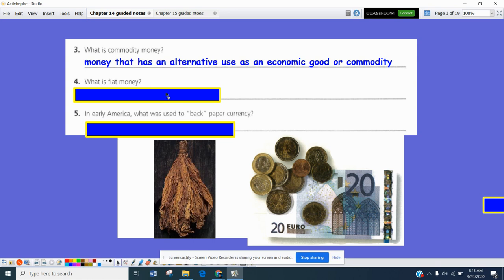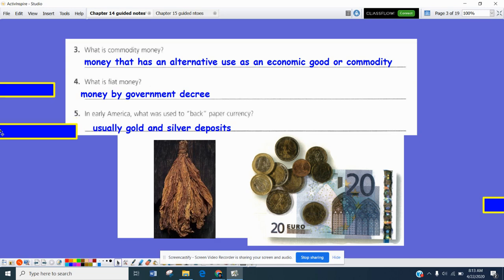You can have fiat money, which is money that the government creates. And so when we talk about our coins and our paper currency that we have today, that's a great example of fiat currency. In the early part of American history, we used gold and silver deposits to back up our paper currency. We still use a certain amount of that.